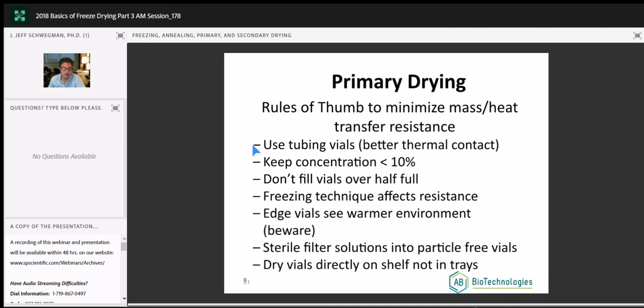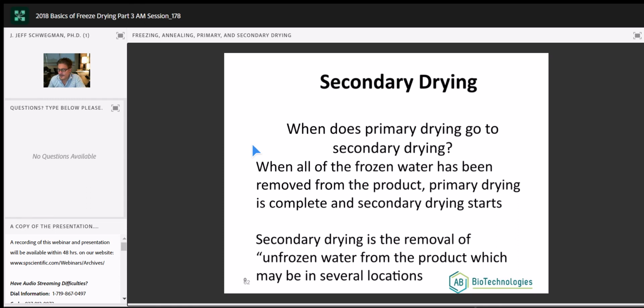So again, I'm not going to read through these. We've talked about that, just to minimize the mass transfer and heat transfer resistance in primary drying. Okay, let's wrap it up here with secondary drying, then we'll open the floor up for questions.